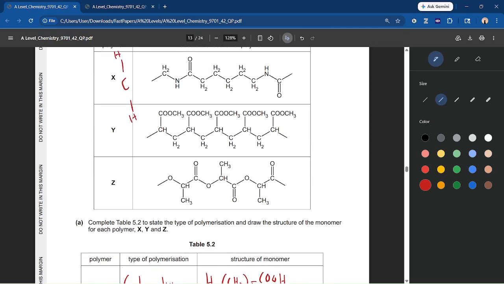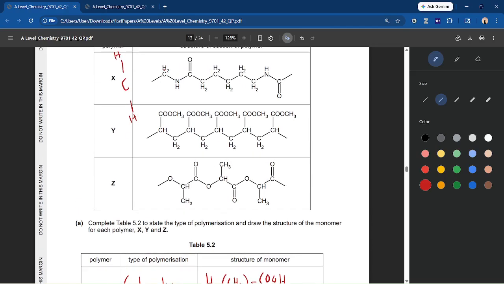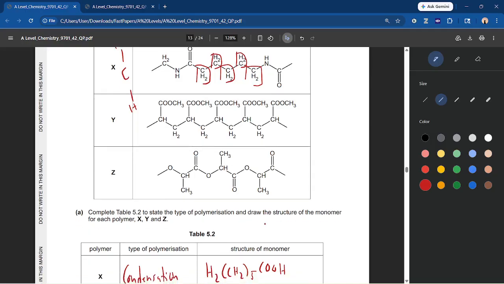So I've already given you the monomer over here, right? So 1, 2, 3, 4, 5. Sorry, let's not count that. So it's over here: 1, 2, 3, 4, 5. And then that's the COOH. So yeah, that's how it's going to be.